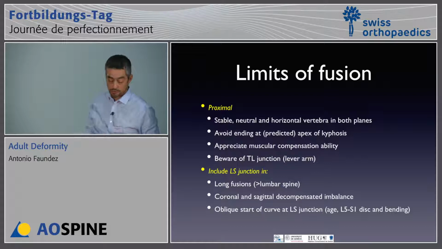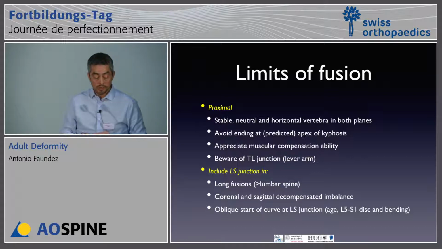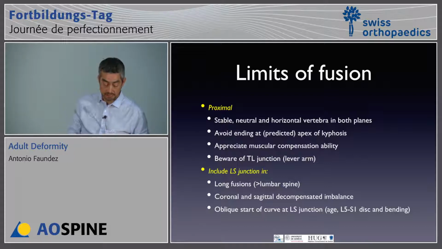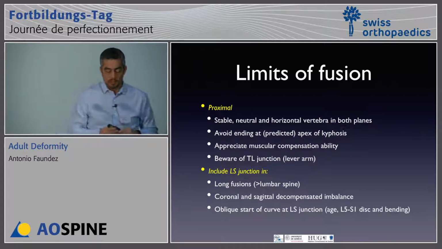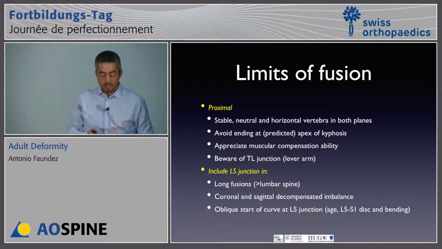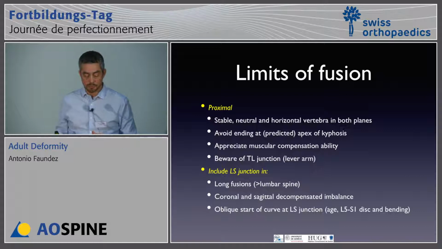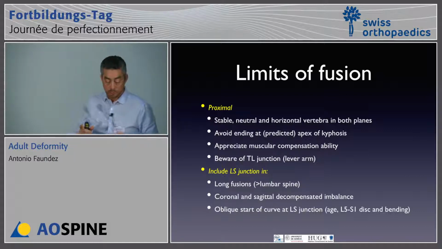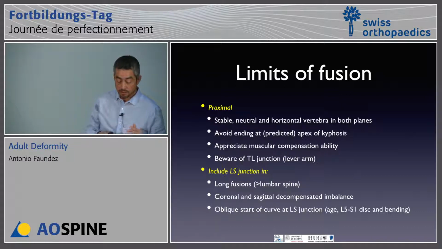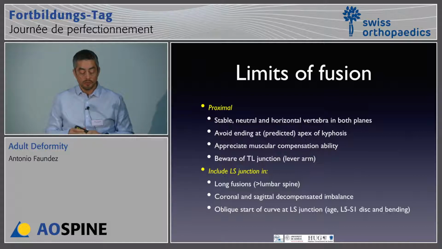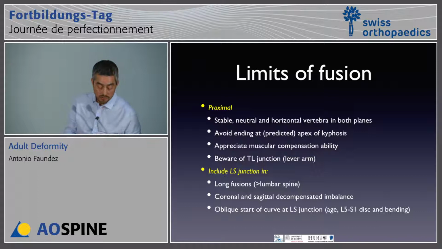What about the limits of the fusion? In the proximal area, you need to stop at the stable, neutral, horizontal vertebra in both planes, which is the theory. It's not easy to identify. Avoid ending at apex of kyphosis or predicted apex of kyphosis. You need to do a simulation to appreciate that. You need to appreciate muscular compensation ability. You have to look at the MRI to see the quality of the musculature. And beware if you want to stop at the thoracolumbar junction because of the lever arm.